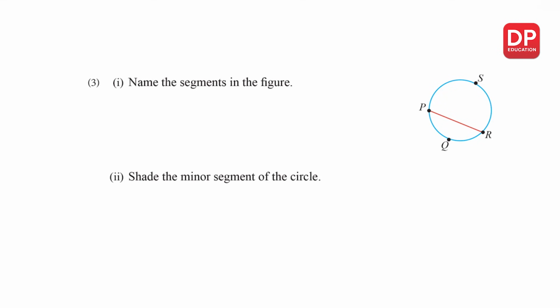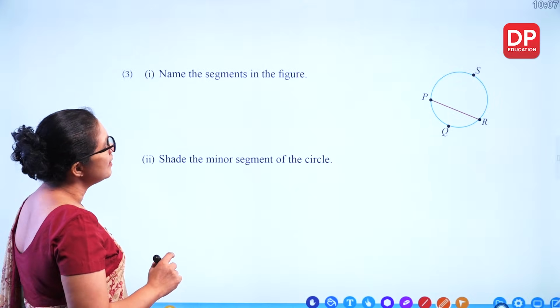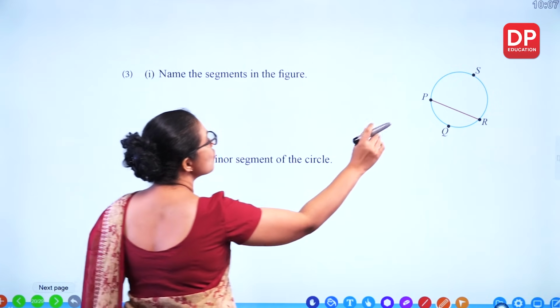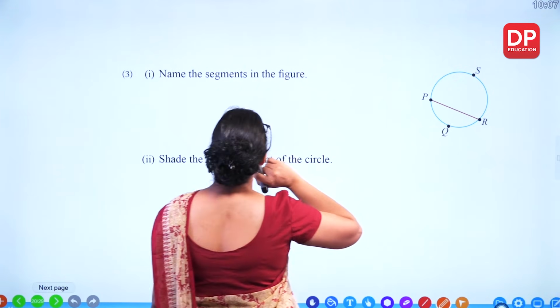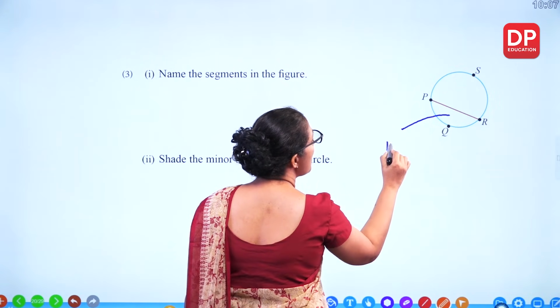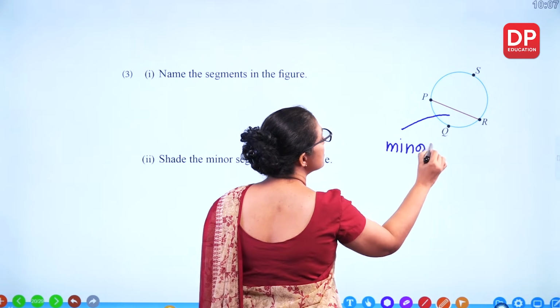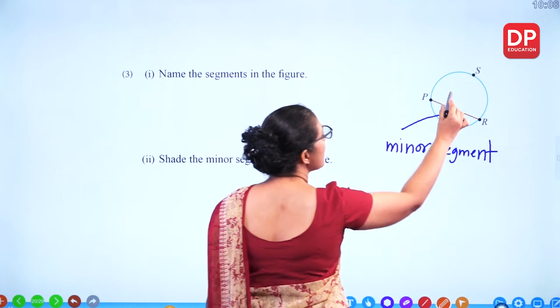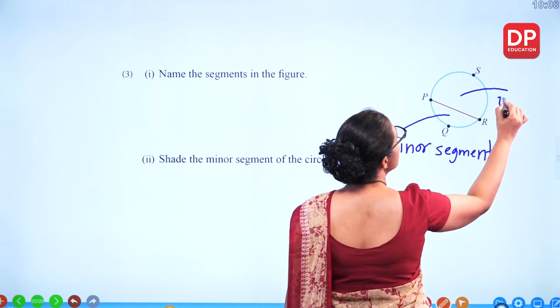Name the segments in the figure. What is a segment? So you get two segments. This part is minor segment. And this one is a major segment.